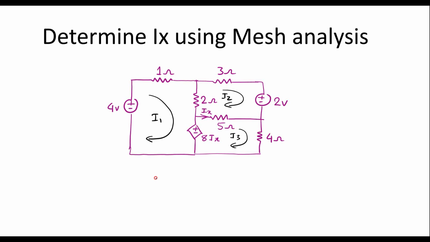In this video, I will consider one numerical on loop analysis or mesh analysis. Determine Ix using mesh analysis. This is the given circuit. Here we have Ix, so we have to find this Ix using mesh analysis, where Ix is the current that flows through the 5 ohm resistor.